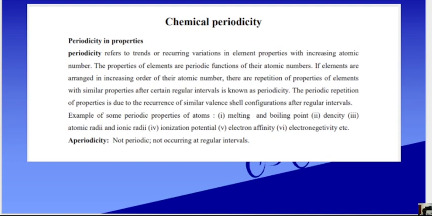That's that. Now, the periodic repetition of properties is due to reoccurrence of similar valence shell configuration after regular intervals. Examples of some periodic properties of atoms include melting and boiling point, density, atomic radii or ionic radii, ionization potential, electron affinity, electronegativity, and the rest of them. Talking about the opposite of periodicity, it is known as aperiodicity, and that is when a process or something is not periodic or not occurring at regular intervals.